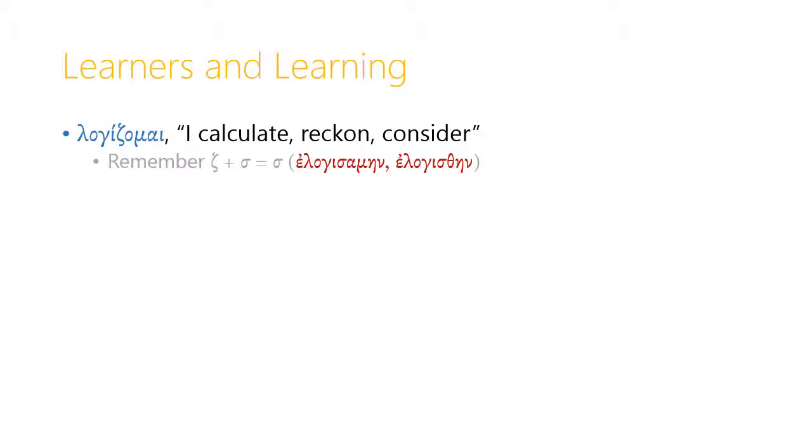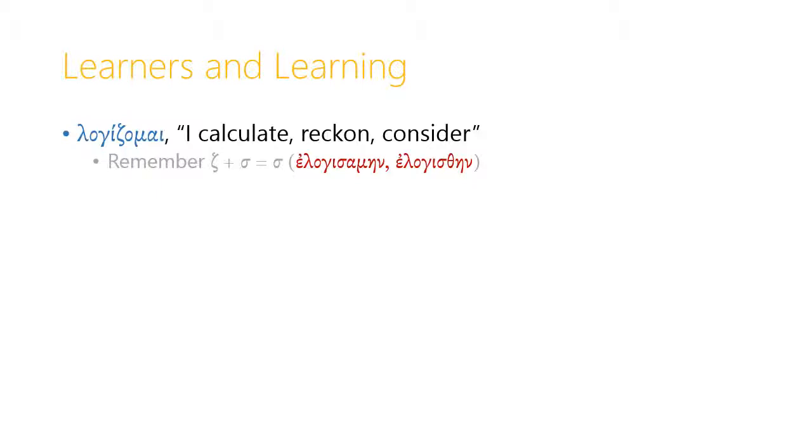Logizomai means, at its most basic, calculating, doing mathematical operations. And by extension, it can mean I reckon. In other words, I go through a mental process and reason out this particular conclusion. Or I consider, as in, I consider someone to be good, or I consider someone to be bad. Logizomai can be used in that way too.